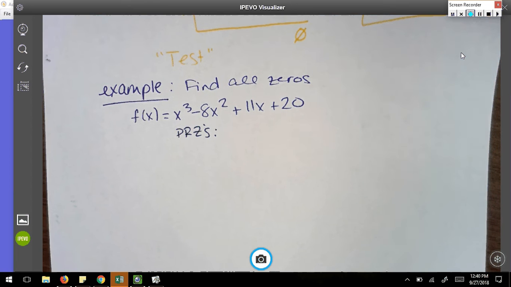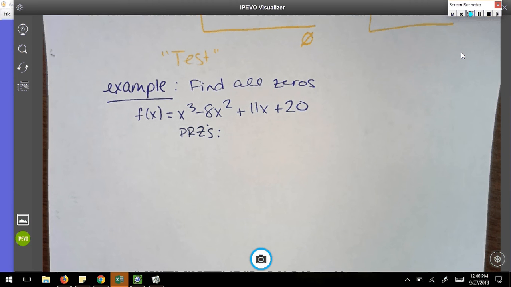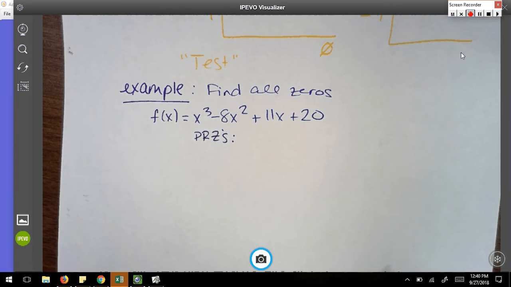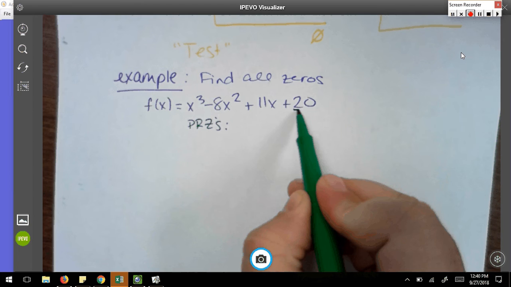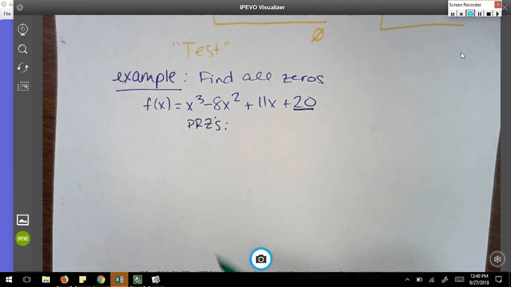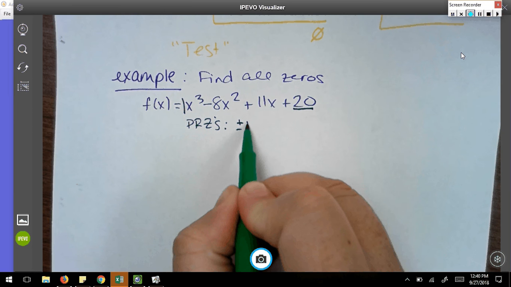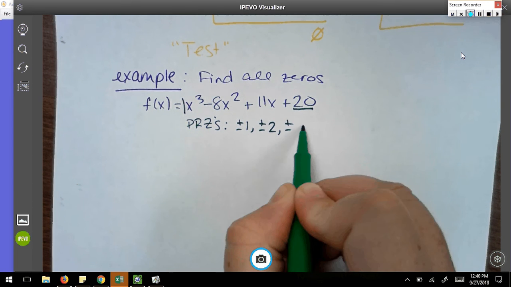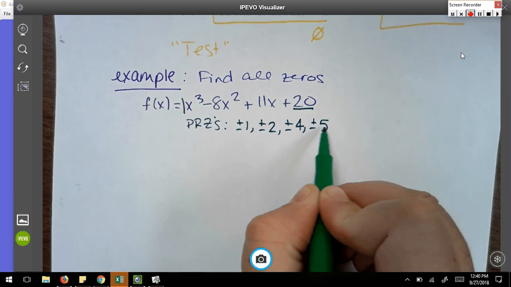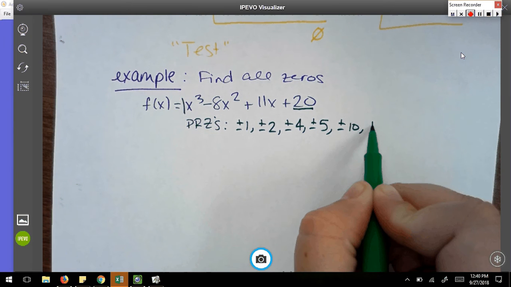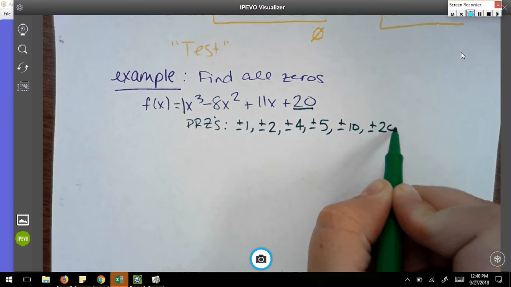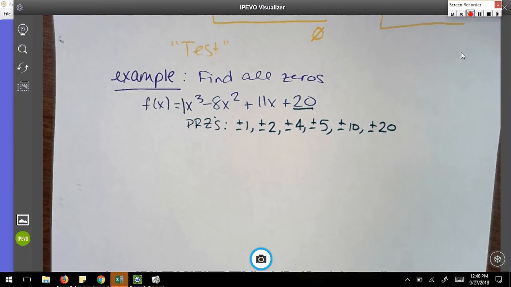Now, the leading coefficient's easy because it's 1, right? So my PRZs are just going to be all the factors of 20, because the leading coefficient's 1. That makes it easy. So, 1, 2, 4, 5, 10, and 20.